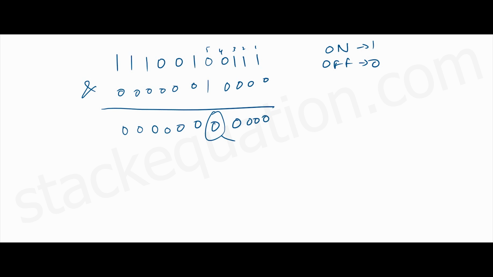So we know that the fifth bit was off. All we need to do is place 1 at the position where we want to check if the bit is on or off, put an AND mask, perform bitwise AND, and we get the result. If the result is 1 at that particular position, that means the bit was on.